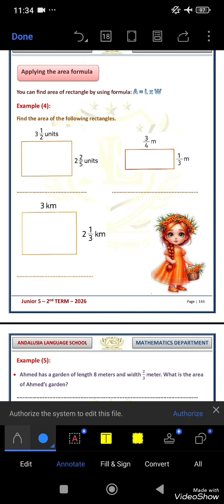Okay, page 143. Let's find the area of the rectangle. Length times width: 3.5 times 2 and 2 over 5.